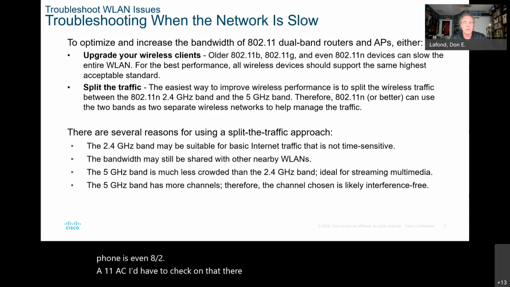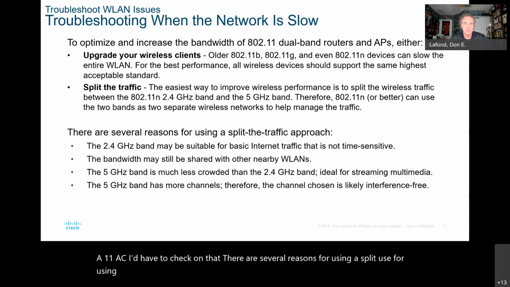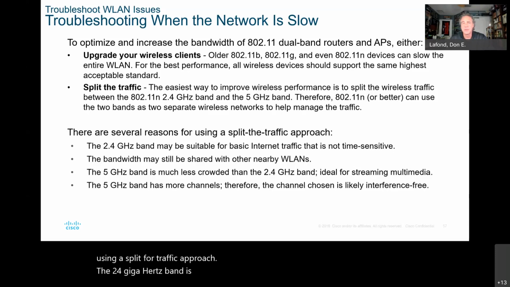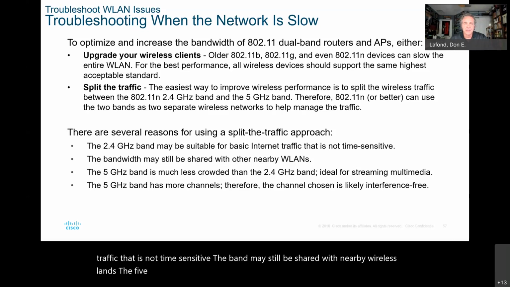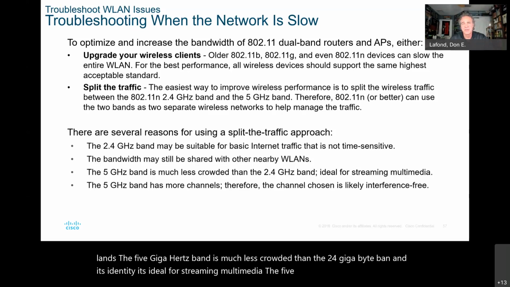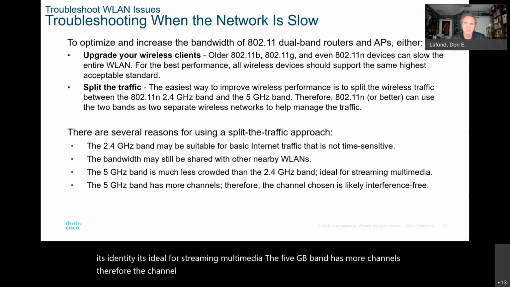There are several reasons for using a split the traffic approach. The 2.4 gigahertz band may be suitable for basic internet traffic that is not time sensitive. The band may still be shared with nearby wireless LANs. The 5 gigahertz band is much less crowded than the 2.4 gigahertz band, and it's ideal for streaming multimedia. The 5 gigahertz band has more channels, therefore the channel chosen is likely to be interference-free.